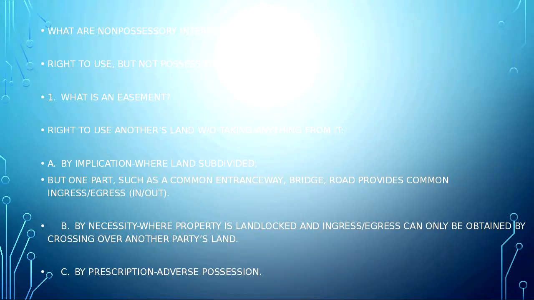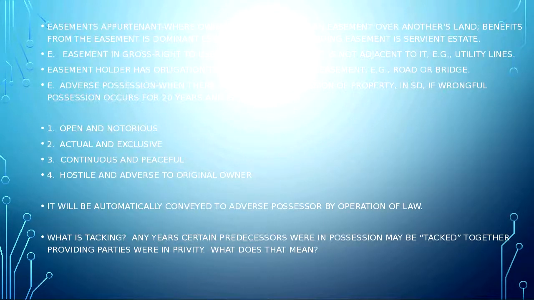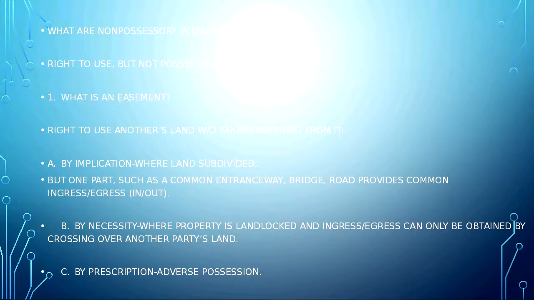So certainly cable, utility lines, plumbing, things of that nature that cross your property in the form of easements are non-possessory interests. How about by implication? By implication, these are situations where land is subdivided, but one part, such as a common entranceway, a bridge, a road, provides a common way to get in and a way to get out.